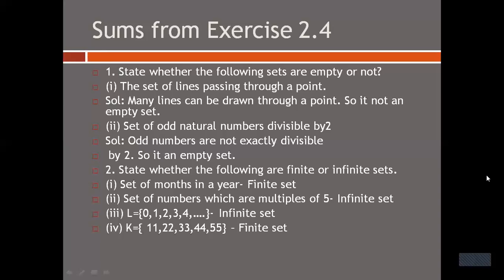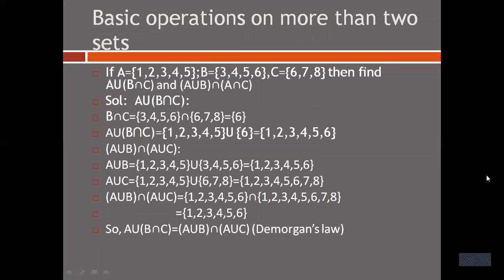Now let us learn something that you don't have in your textbook, but beyond your textbook. This is additional information which I am giving to you. So please learn it. This will help you in further classes. So, basic operations on more than 2 sets. Let us take 3 sets: set A is equal to {1, 2, 3, 4, 5}, set B is equal to {3, 4, 5, 6}, and set C is equal to {6, 7, 8}.